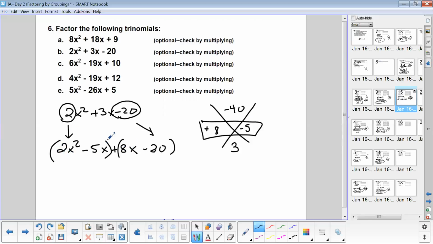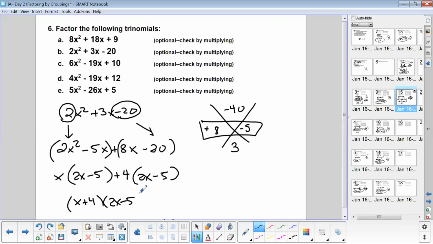So factor out here. The only thing they have in common is an x, which leaves me 2x minus 5. 8 and 20. Well, 4 is the greatest common factor. 8x divided by 4 is 2x. Negative 20 divided by 4 is negative 5. So x plus 4 and 2x minus 5 is the factored form for our original here on part B.